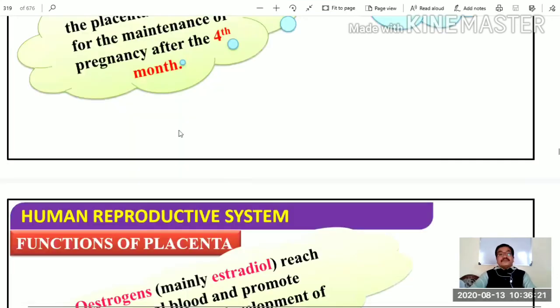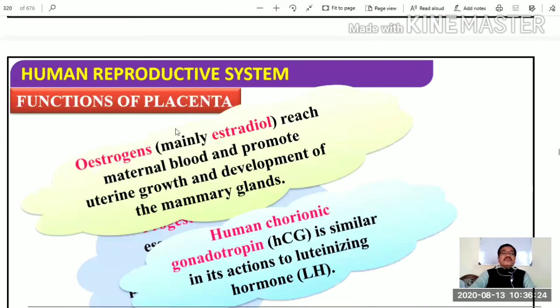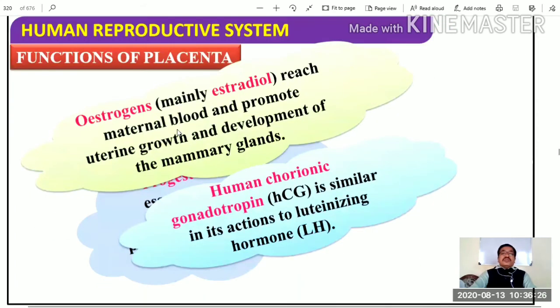Then the other function is the synthesis of the estrogens, mainly called estradiol. Estradiol reaches maternal blood and promotes uterine growth and development of the mammary glands. So what happens with these estrogens? They develop the maternal blood supply and promote uterine growth. Uterine growth and maternal blood also develop because of the estrogens, and then there is a formation of the mammary glands also.